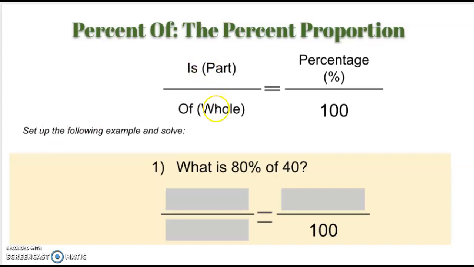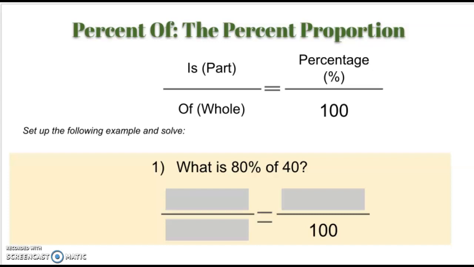Now, part over whole, we can see that represented in multiple different ways. For this lesson today, you're going to see it represented as is and of. So the part is the is, the whole is the of. So anytime you see the word is attached, that's going to go on top. Anywhere where you see the word of attached, that's going to go on bottom.